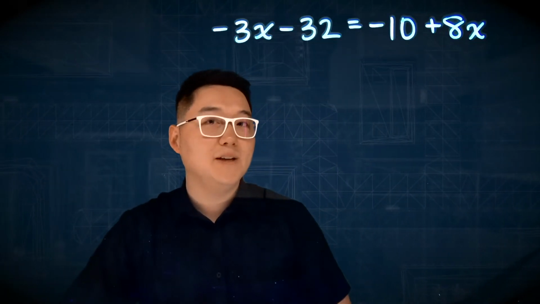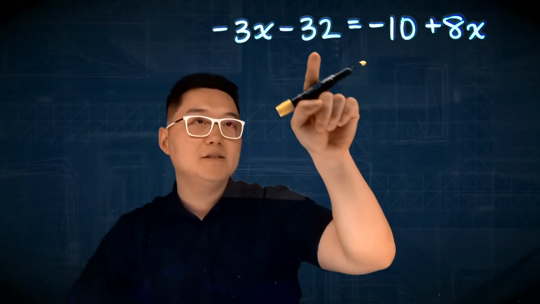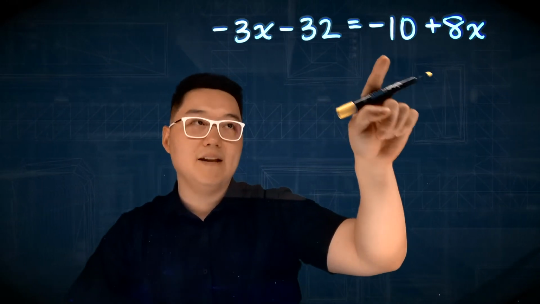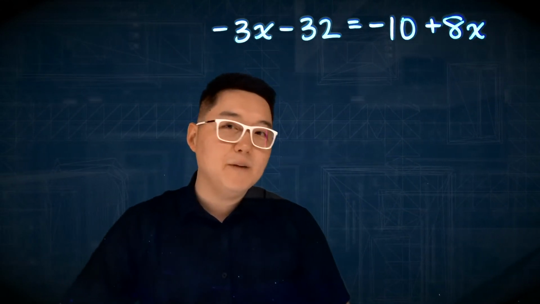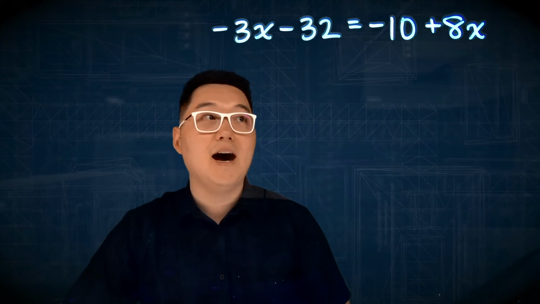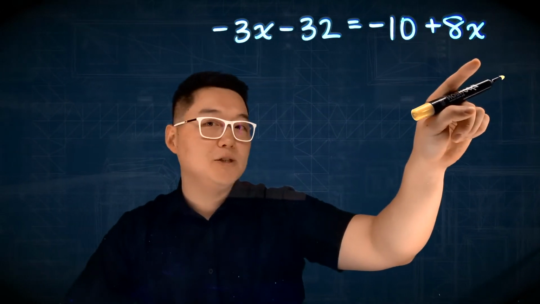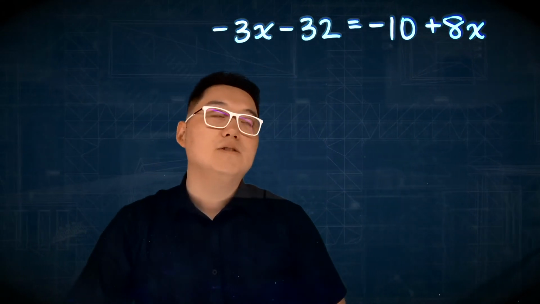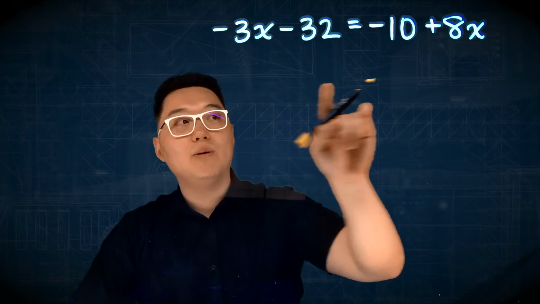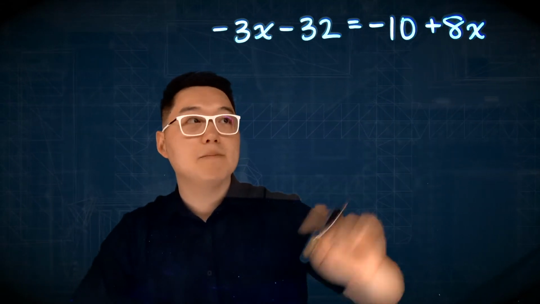Okay, so here's another problem that we can solve. We got negative 3x minus 32 equal to negative 10 plus 8x. Now to isolate the variable x, or to get x by itself, I have to get rid of either this one or that one. It doesn't matter which one you get rid of, as long as you get rid of one of them. So do I want to get rid of negative 3x here or the positive 8x here? Let's get rid of the positive 8x.